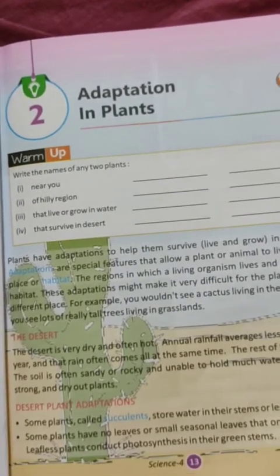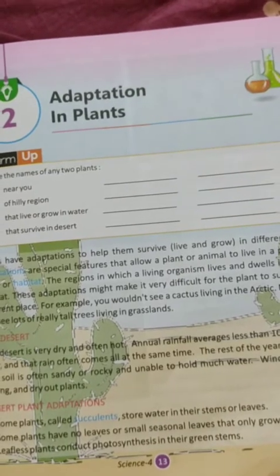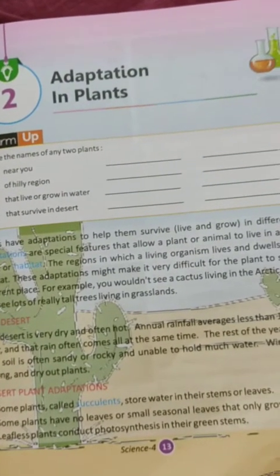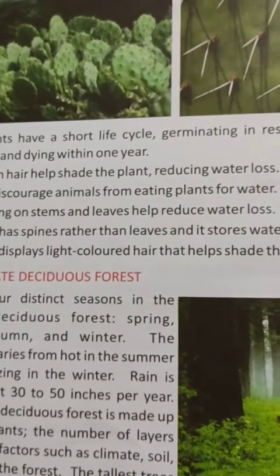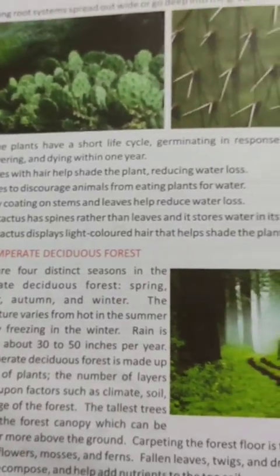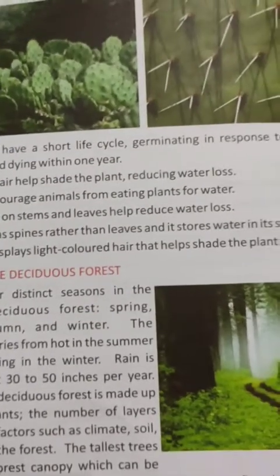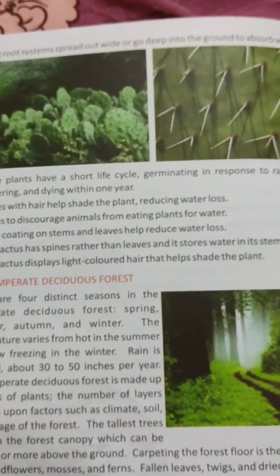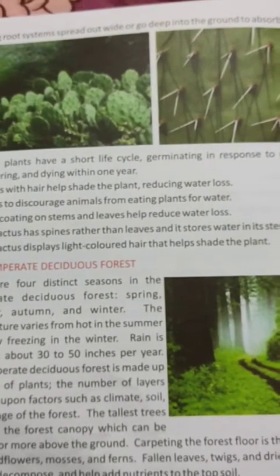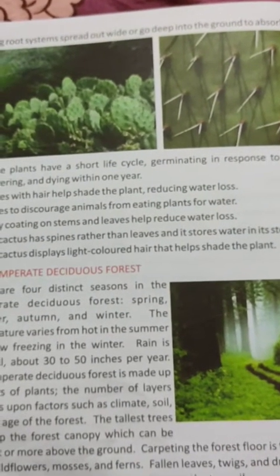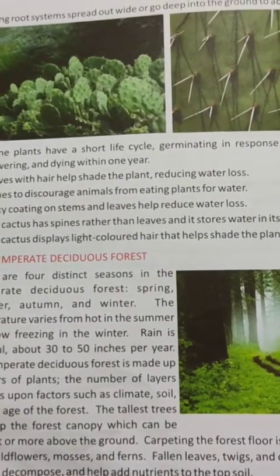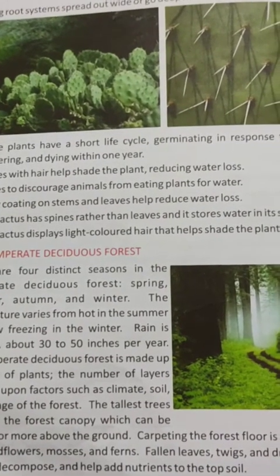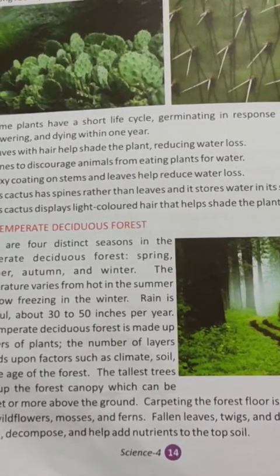Plants have no leaves or only some seasonal leaves. Leafless plants conduct photosynthesis in their green stems. Long root systems spread wide and deep into the ground and absorb the water. Some plants have short life cycles. In desert plants, germination happens in response to rain, and after flowering they die within one year. Leaves with hair shade the plant, reducing water loss. They have spines to discourage animals from eating the plants for water. Waxy coating on the stem, as I told you.